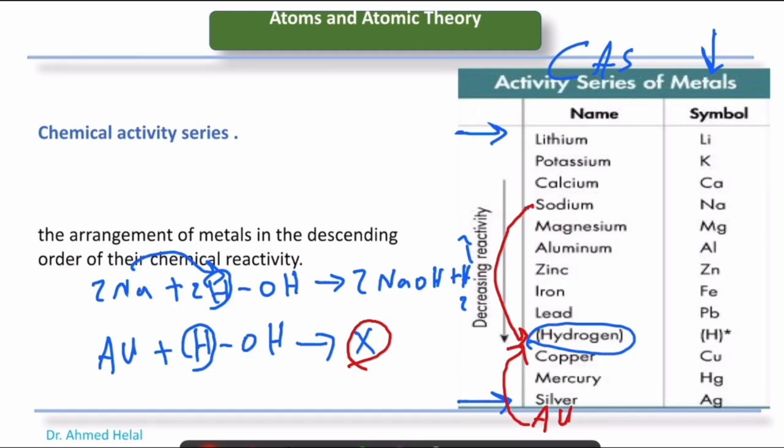The chemical activity series is the arrangement of elements based on their chemical activity. Elements with high activity are at the top, while as we go down, the activity decreases.